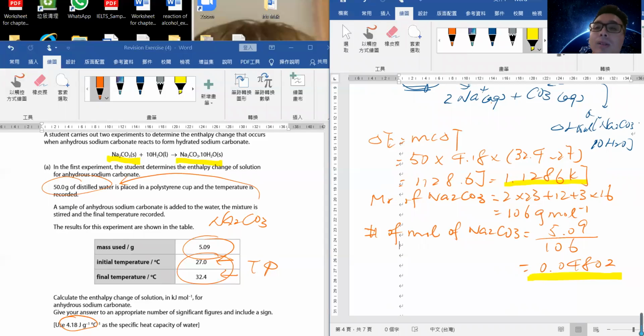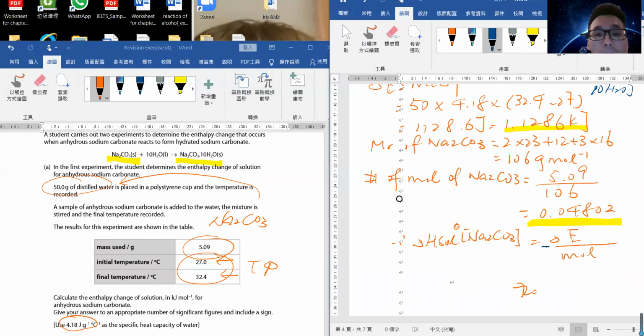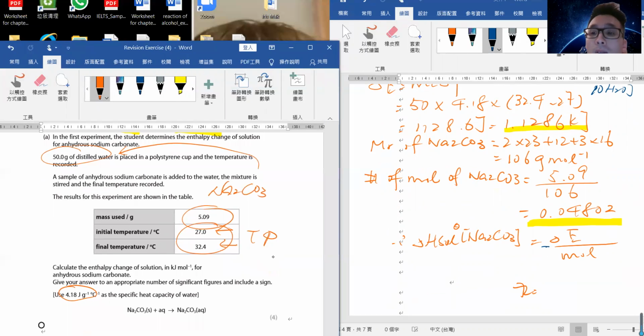So that is actually the enthalpy change of solution of the anhydrous salt, which will be equal to the energy divided by the moles of sodium carbonate. Remember, do not miss the negative sign because as I told you, the temperature increases, so it's exothermic, right?